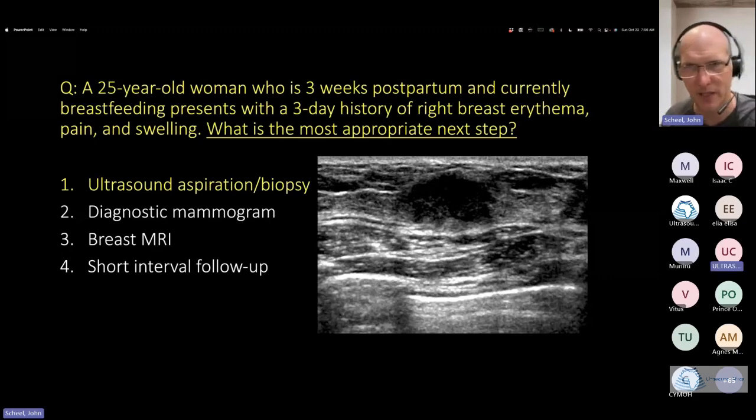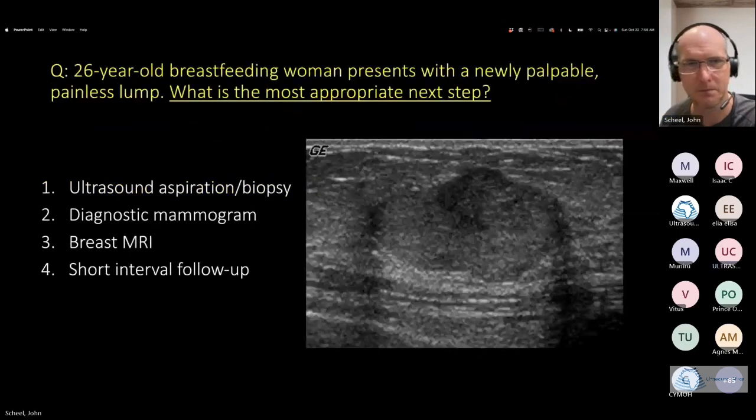So it's a biopsy or aspiration. If you're getting fluid out and it shrinks, it might be worth putting her on antibiotics and following her up closely. But if it doesn't aspirate, then chances are you're going to biopsy this.